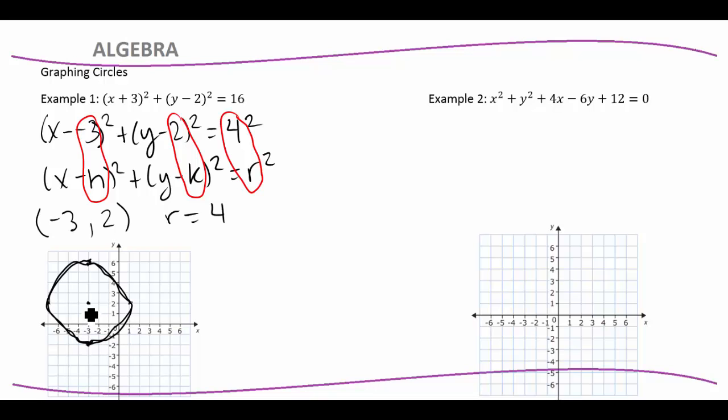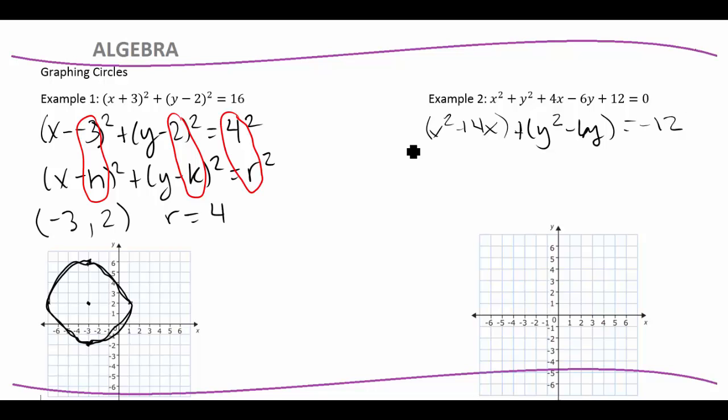So example 2 is not in the standard form. It's x² + y² + 4x − 6y + 12 = 0. So we're going to start off by grouping the terms involving x and then grouping the terms involving y and putting the constant on the right side of the equation. So we're going to have x² + 4x + y² − 6y = −12. And now we're going to complete the square for each expression in the parentheses. Remember that any number added on the left side of the equation must also be added on the right side.